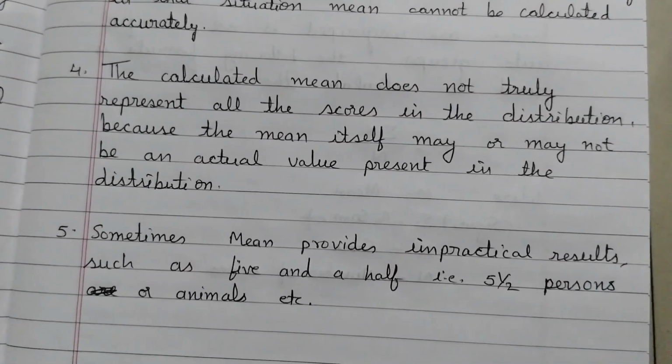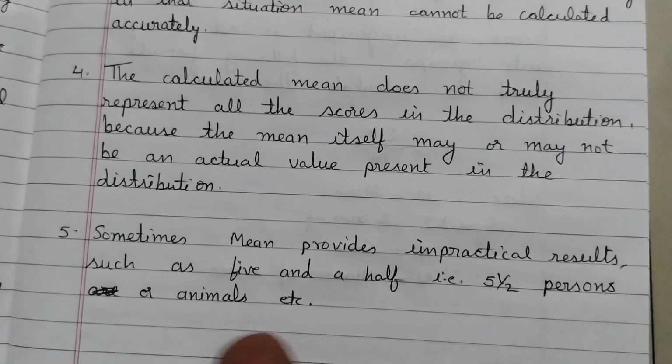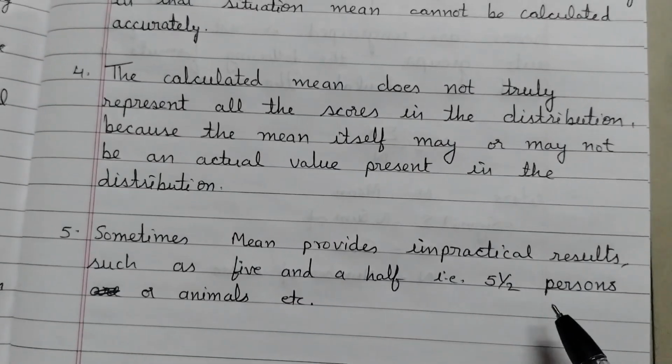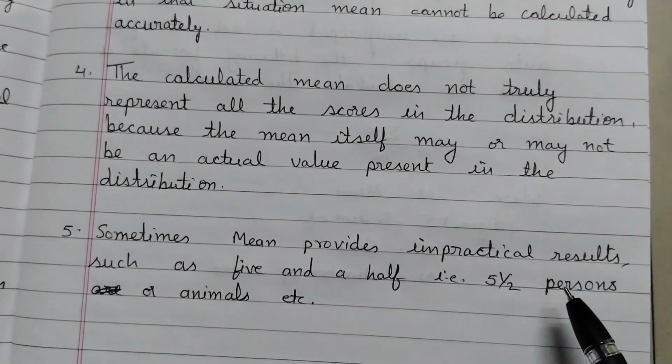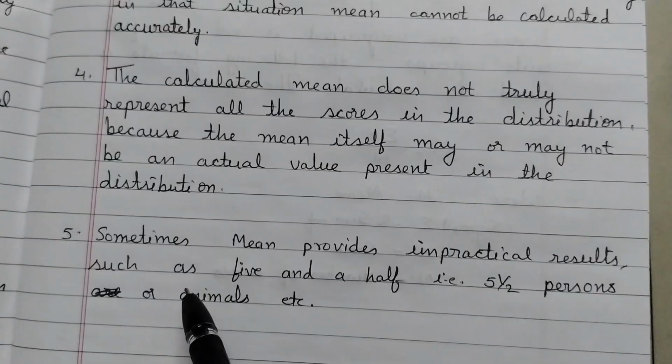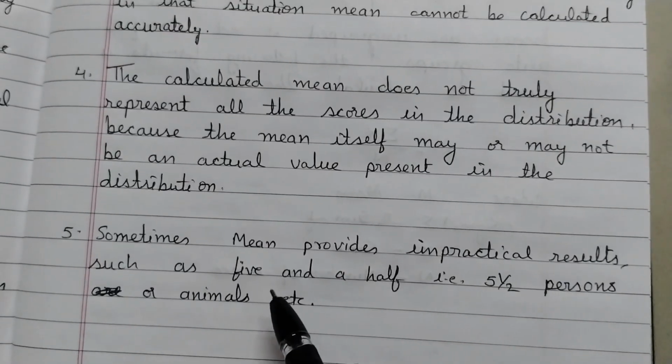So in case of calculating the number of persons, animals or such things, impractical results are observed. So these are the limitations of mean.